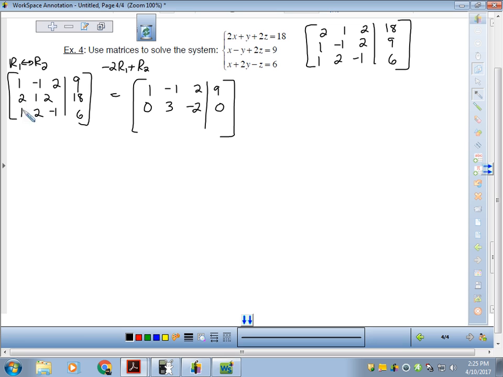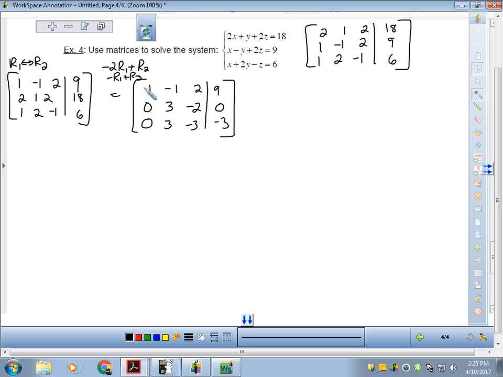Then I need to get a 0 down here. To do that, I'm going to multiply row 1 by a negative and add it into row 3. So negative 1 plus 1 is 0. This will be a positive 1 plus 2 gives me 3. Negative 2 plus negative 1 gives me a negative 3. And then negative 9 plus 6 gives me a negative 3.